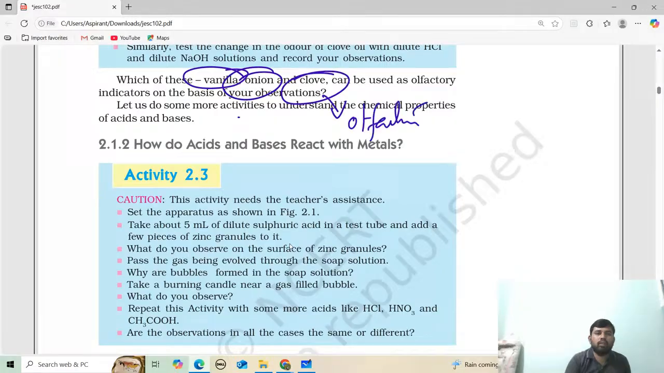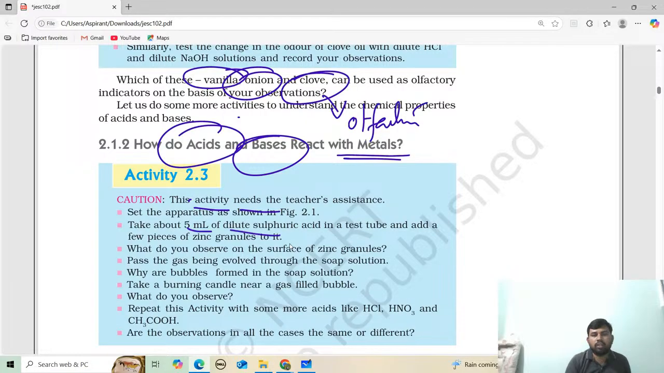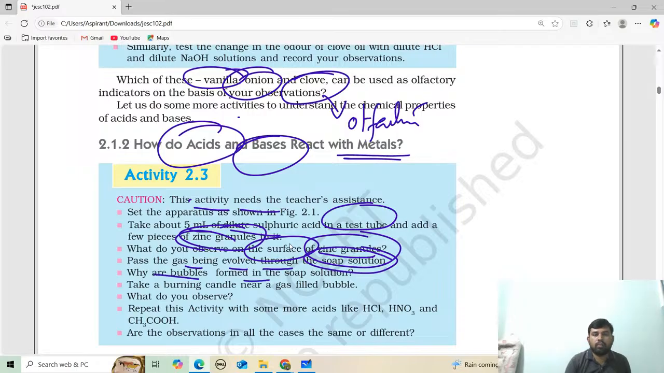Now we are going to discuss how acids and bases react with metals. See the given activity. In this activity, take 5 ml of dilute acid in a test tube and add zinc granules. Observe the surface of the zinc granules. Pass the gas being evolved through a soap solution. Why are bubbles formed in the soap solution? Bring a burning candle near the bubbles. What do you observe? Repeat the activity.